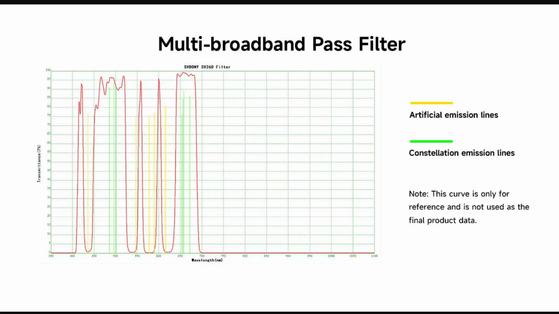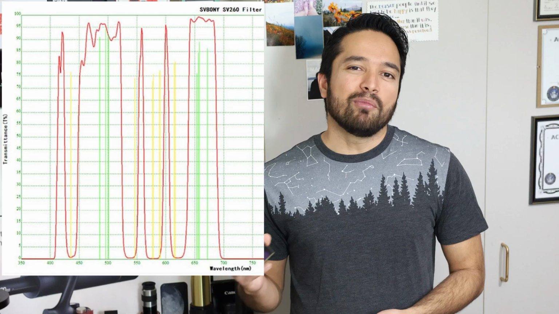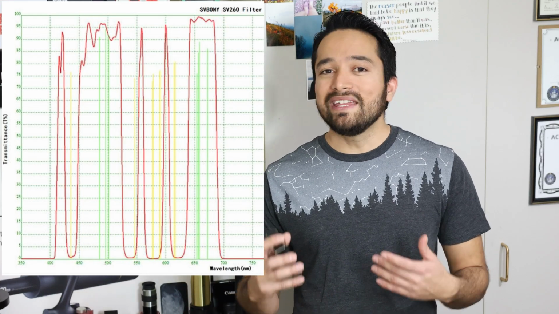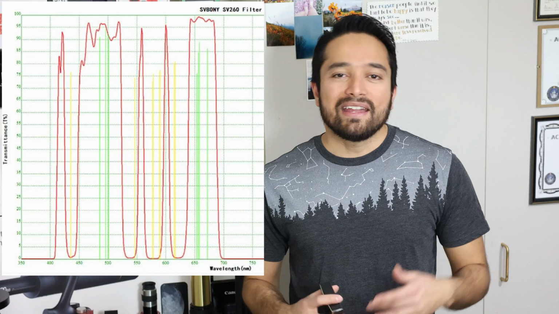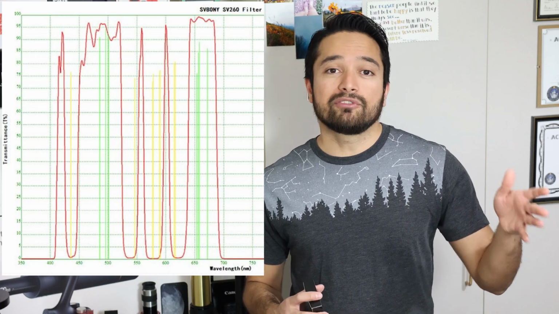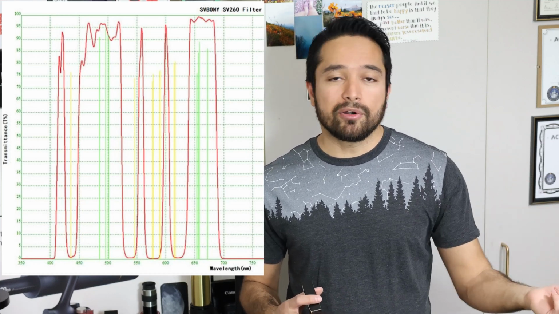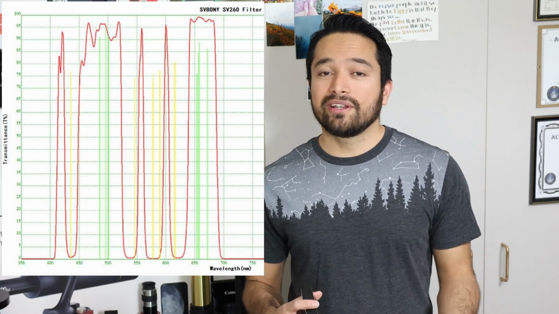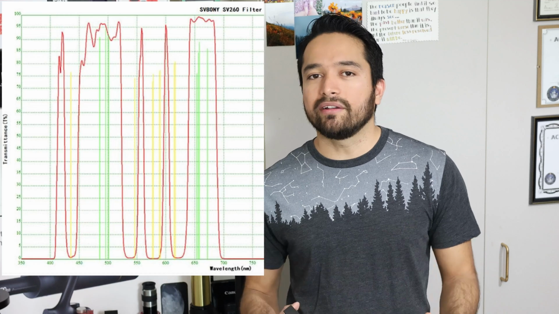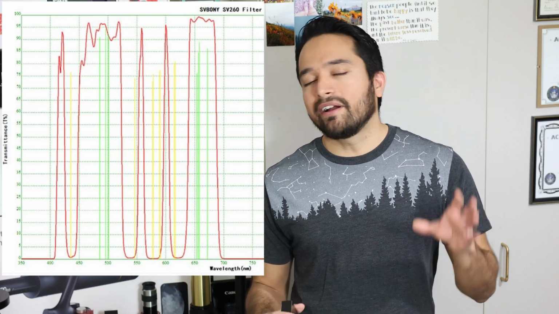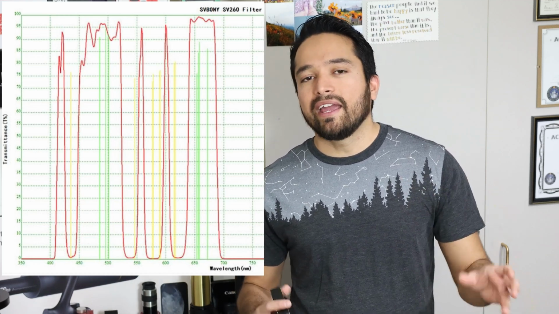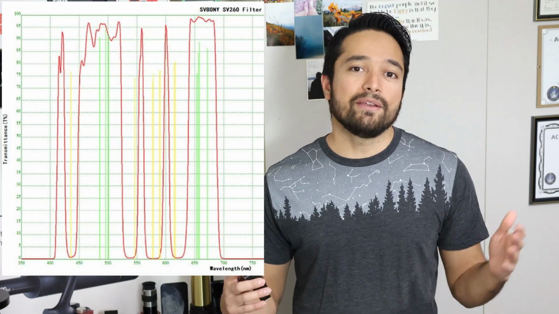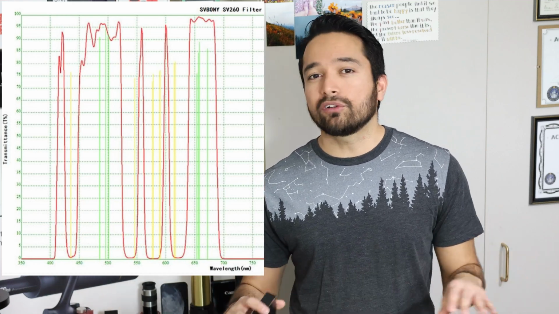And as you can see in this chart from SVBONY's website, a multi-bandpass filter allows you to decrease the effects of light pollution. It excludes the lines that are responsible for light pollution from mercury vapor and sodium, but it still allows you to get the hydrogen alpha, the oxygen, and the sulfur lines, which we actually want. It also allows a better color balance by cutting out these light pollution lines and allowing through enough light in the red, green, and blue channel to have a neutral color balance.